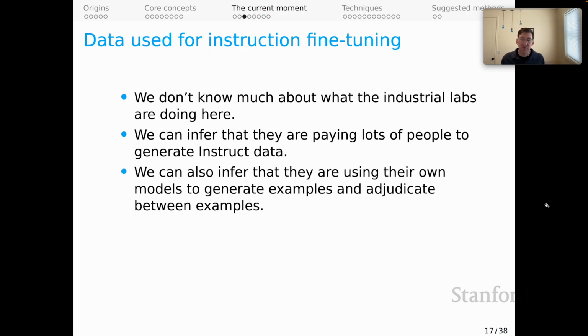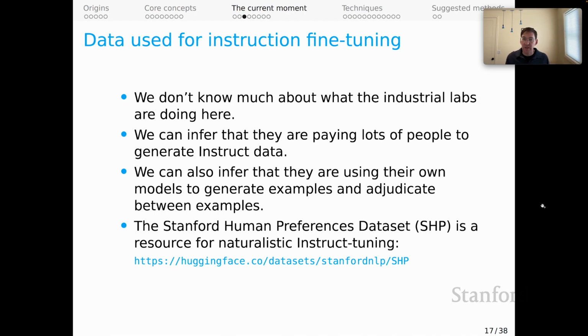I think we can also infer that these large industrial labs are using their own models to generate examples and adjudicate between examples. And in fact, we're going to review a method along those lines, self-instruct, in just a second. If you would like to get a feel for what instruct fine-tuning is like, I would encourage you to check out the Stanford Human Preferences dataset. This is a new release of an instruct fine-tuning dataset that was derived from Reddit posts. You could use that, maybe using subparts of it or different protocols for fine-tuning, to get a feel for how instruct data affects model behaviors. And that could be quite illuminating.